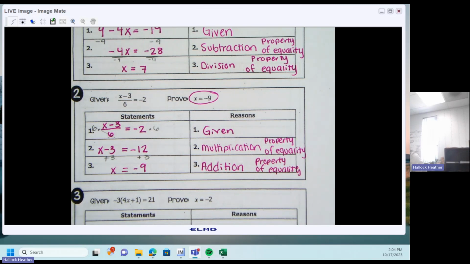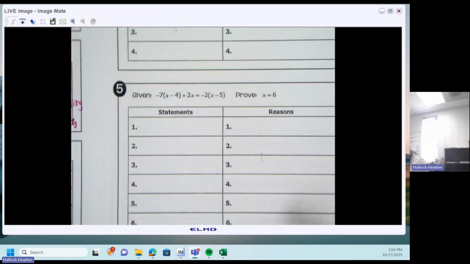Okay, so last problem, we're going to skip 3 and 4. So you guys can try those ones. We're going to go to number 5. I want to do one of the hard ones together.